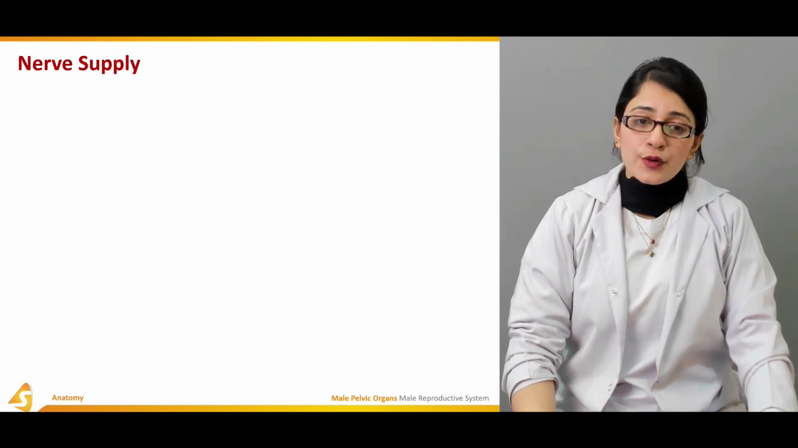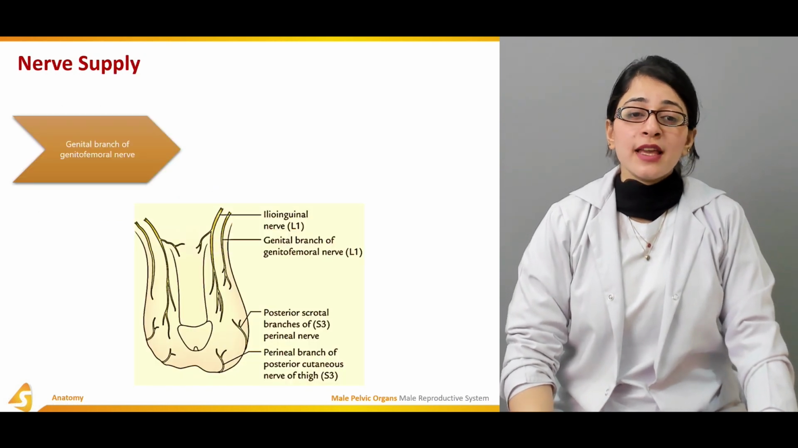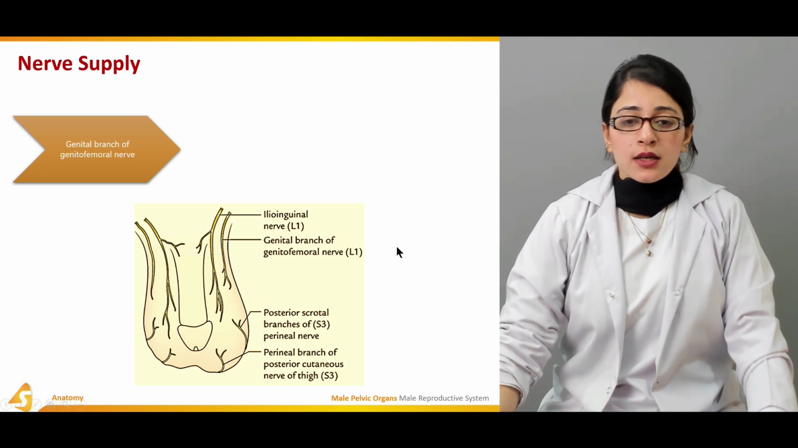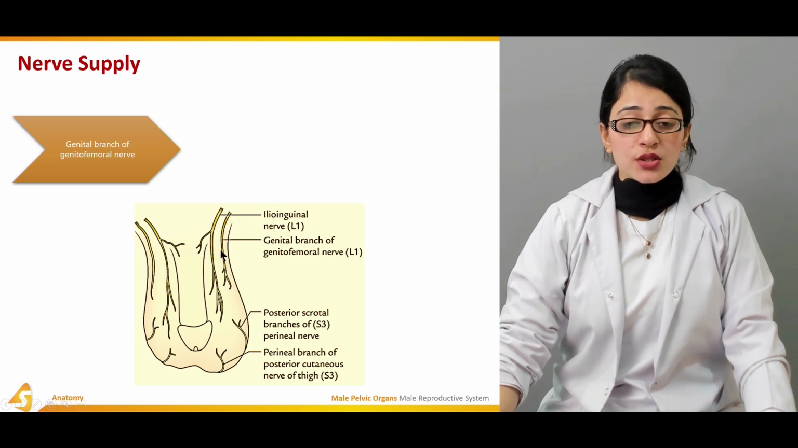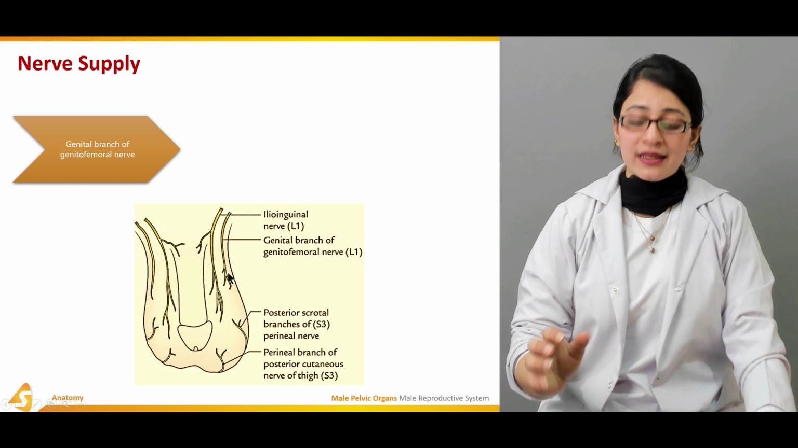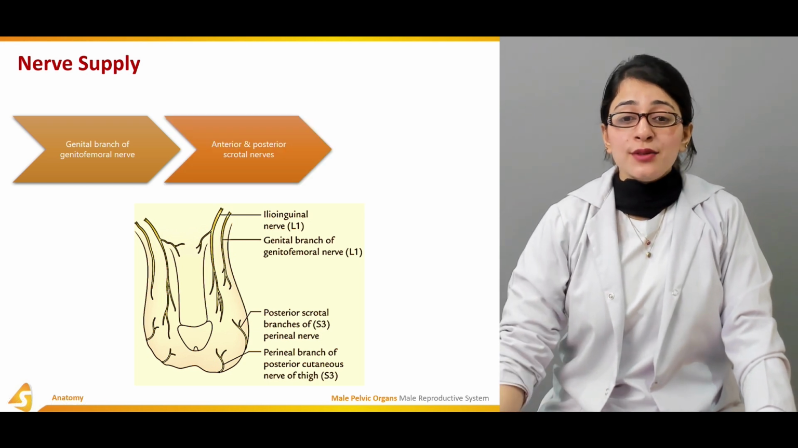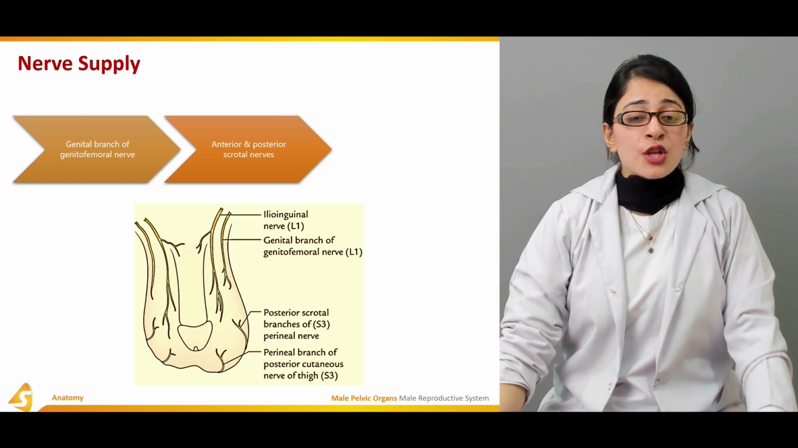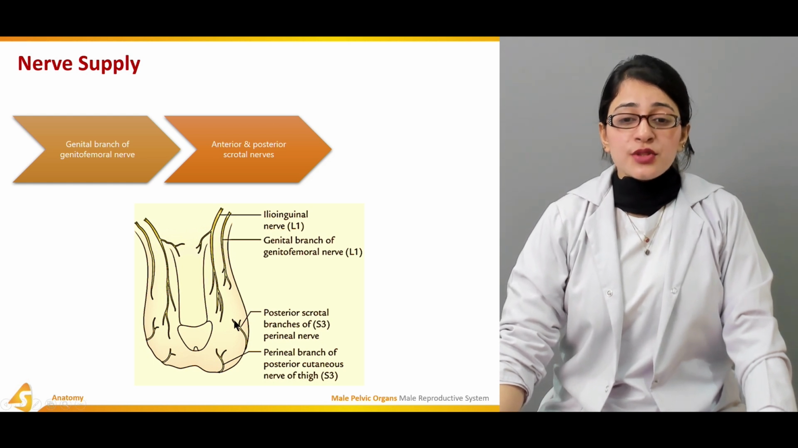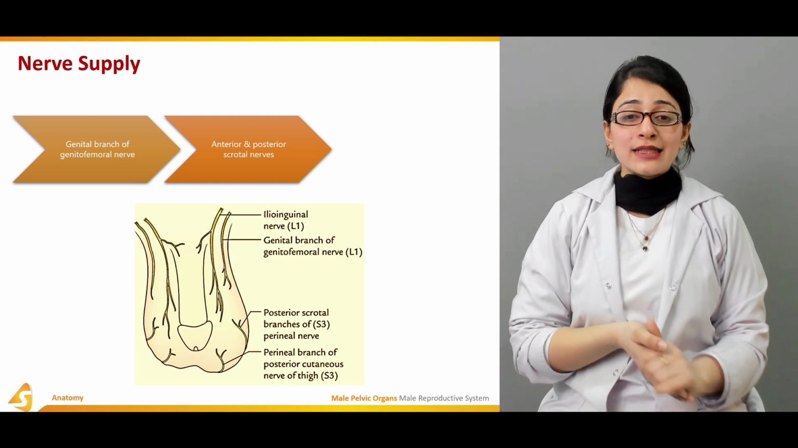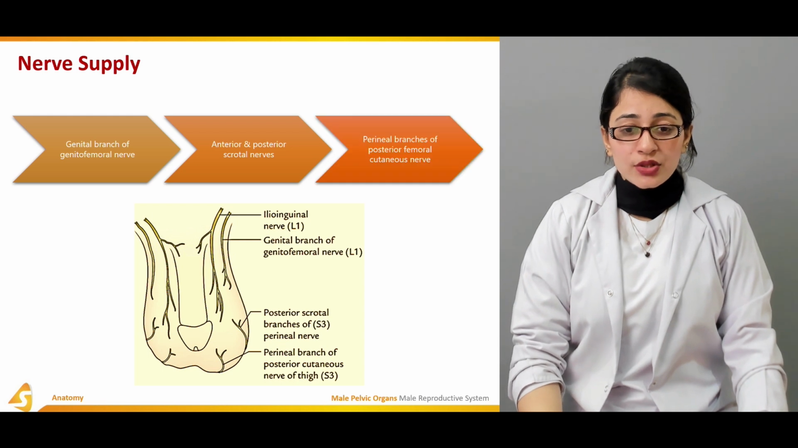Then comes the nerve supply. Nerve supply involves the genital branch of the genitofemoral nerve. You can see in this picture as well, this first nerve is the genital branch of the genitofemoral nerve supplying the region of the scrotum. Then we have the anterior and posterior scrotal nerves. Here you can see only the posterior scrotal branch of the perineal nerve. Both the anterior and the posterior scrotal nerves supply this region.